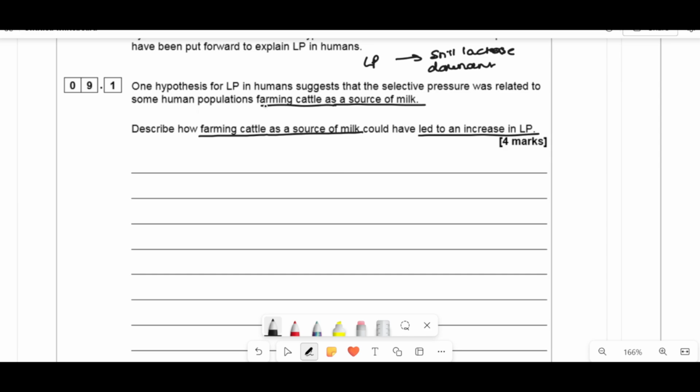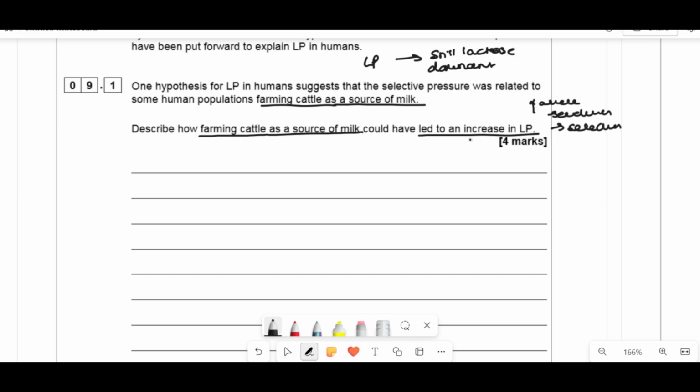So this question has told you that for some reason, you have farming cattle as a source of milk, and then you've got an increase in LP, which is an allele. So if you have an increase in this allele, what you must have is evolution, which probably came from some sort of selection, because why on earth would it lead to an increase? If it didn't matter, we would all have it. We'd all be the same.